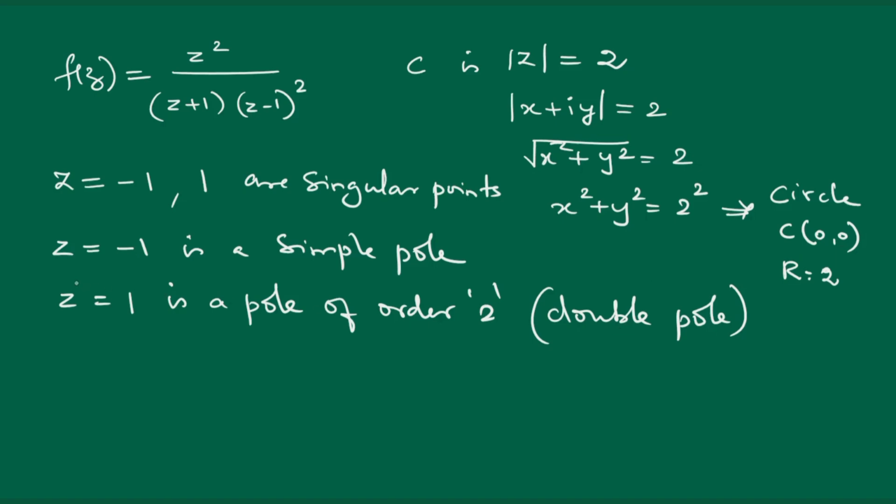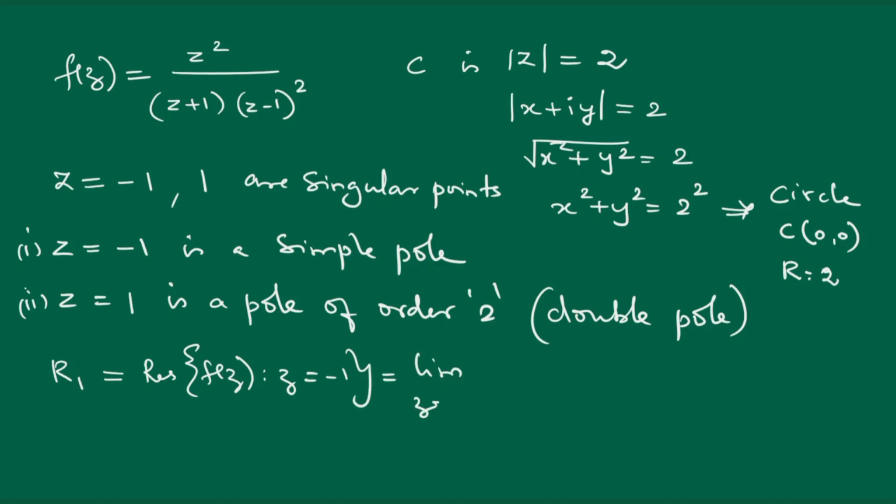Now we have to find the residue at both the poles. This is one pole, and another pole is z equal to 1. At these two poles we have to find the residue, so we will get two residues. Let us name them R1 and R2. First case, it is a simple pole. Already we know the formula for a simple pole, so I am writing it directly. R1 is equal to the limit as z tends to minus 1 of (z plus 1) into f of z.